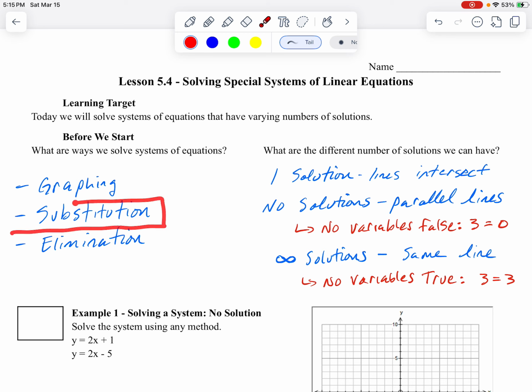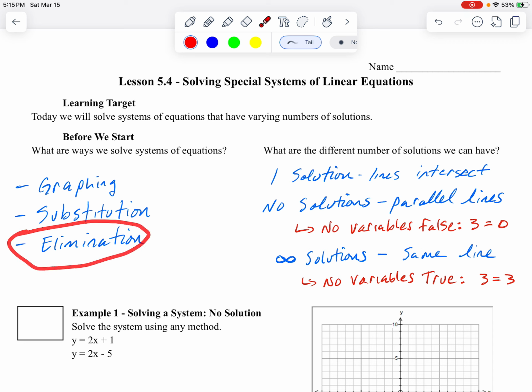Substitution works really nice when I've got an equation in that form, y equals something or x equals something, then we can just substitute in. And then elimination works well when I have matching terms, and then I can add the entire equations together and make something go away. I really like elimination.